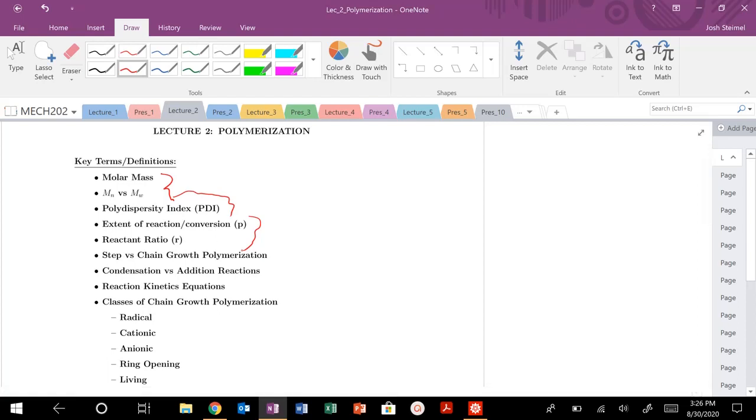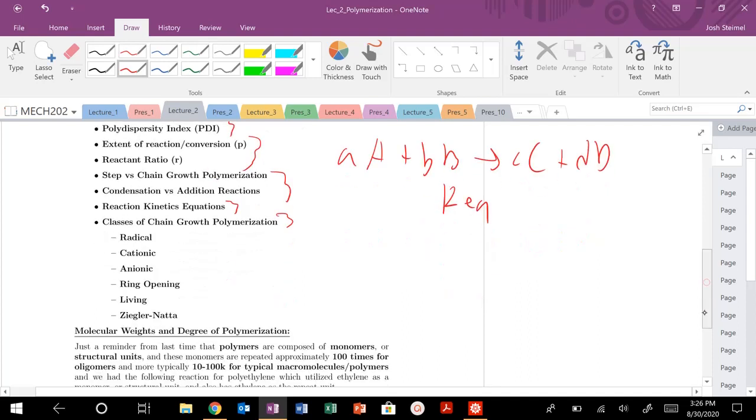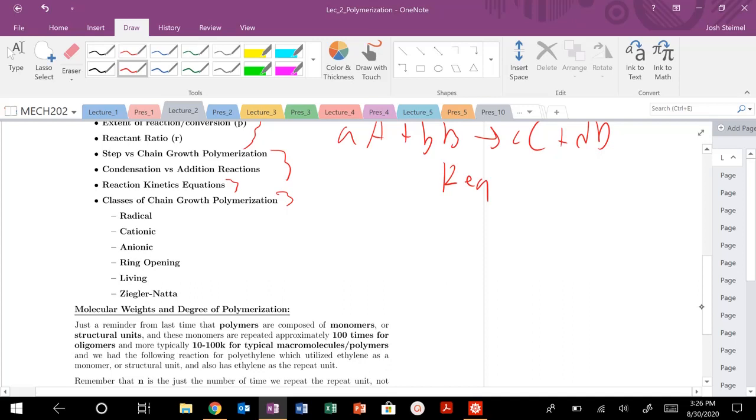Then, in another video, we're going to talk about step versus chain growth polymerization, and related to that is condensation versus addition reactions. We'll go a little bit into the reaction kinetics equation, so hopefully you remember that, specifically this one, CC plus DE, what is our K equilibrium, and how that affects polymerization. And we're going to talk about lots of different types of step and chain growth polymerization processes, and different classes of chain growth in particular.